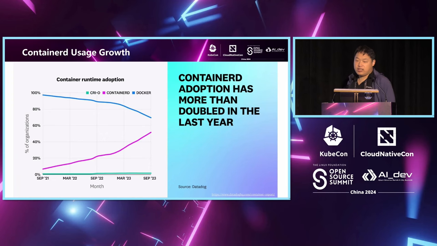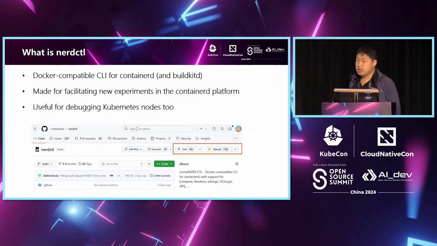Now, containerd has been more and more popular. So, a lot of Kubernetes clusters' container engines are based on containerd. So we can see the rate of its increase. So nerdctl is a great solution for CLI for containerd. It's a Docker-compatible CLI for containerd.